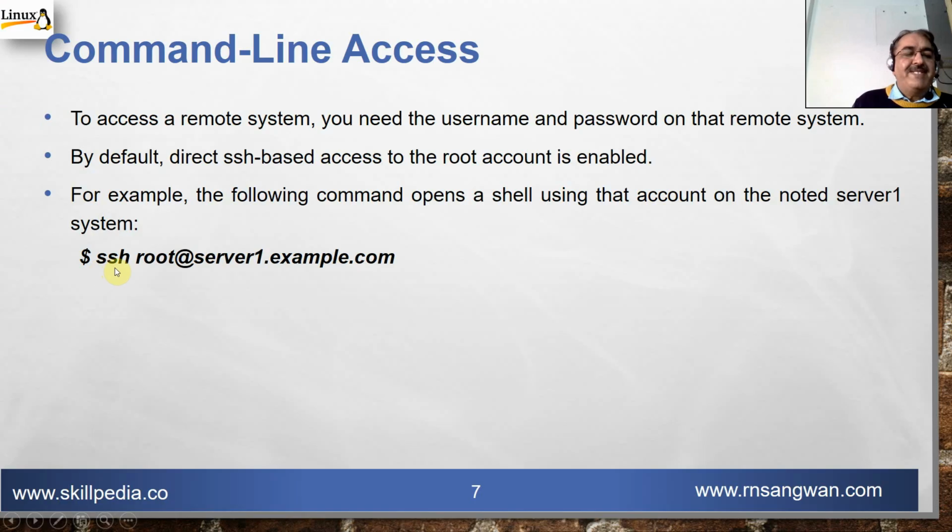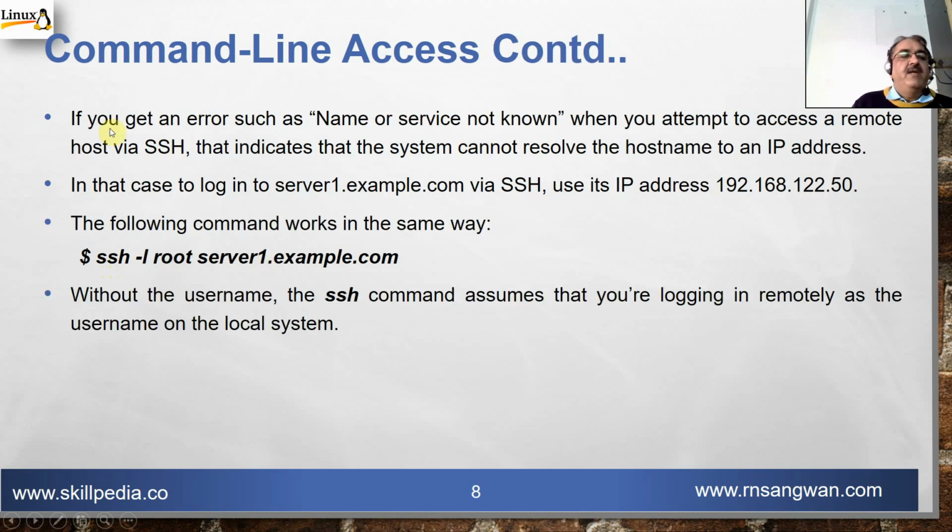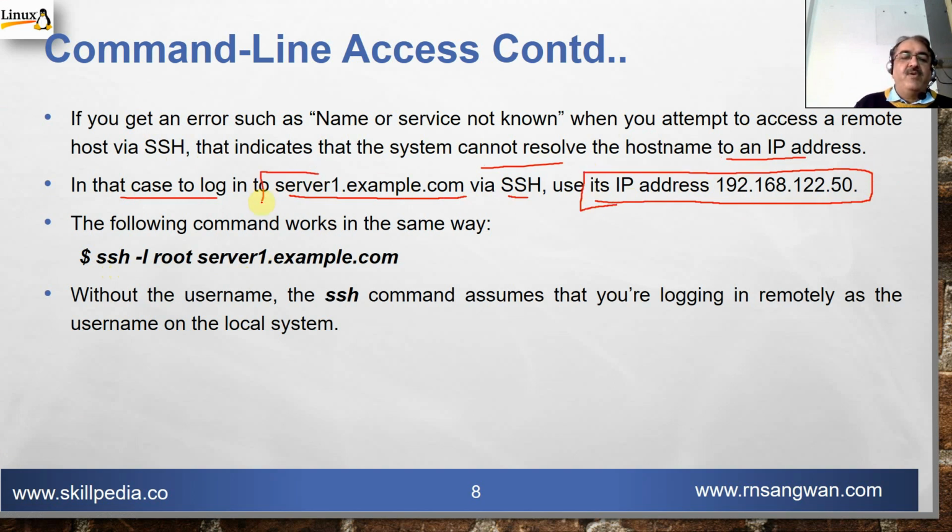Let's continue. So you have seen how to connect to the remote system using ssh root@server1.example.com. If you get an error such as name or service not known when you attempt to access a remote host via SSH, that will indicate that the system cannot resolve the host name to the IP address. In that case, log on to server1.example.com via SSH using its IP address. In my case, I use server1.example.com.